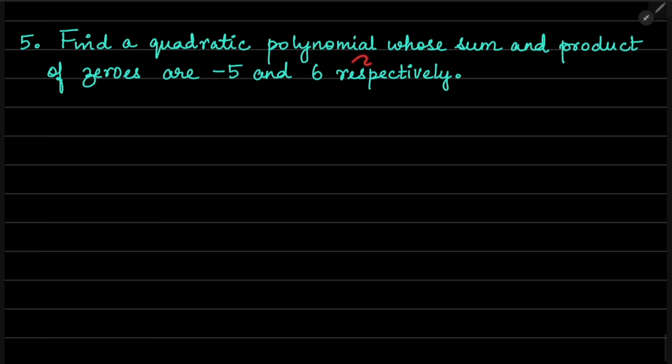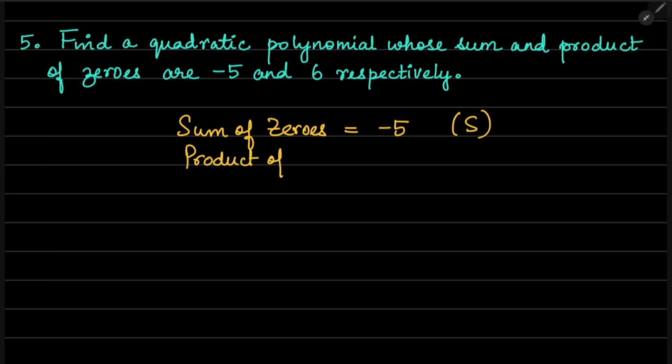Find a quadratic polynomial whose sum and product of the zeros are minus 5 and 6. So it's directly given. It's a very direct question. The sum and product are given. What is the sum of the zeros? Sum of the zeros is equal to minus 5. So this is nothing but your S. And then the product of the zeros equal to 6. And this is your product P.